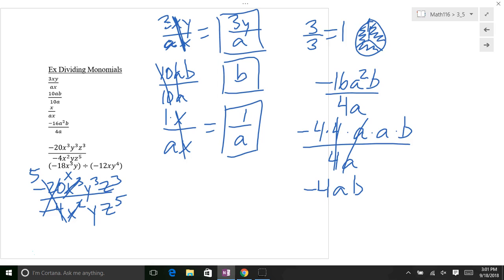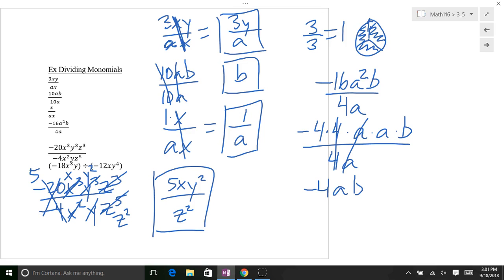Next one, I've got y to the 3rd over y. I've got 3 y's on the top, 1 on the bottom. That leaves us with 2 y's there on the top. And then the third one, we've got z cubed over z to the 5th. So 3 of those z's cancel and leave us with 2 z's on the bottom. So this ends up being 5xy squared. The only thing on the bottom is z squared.